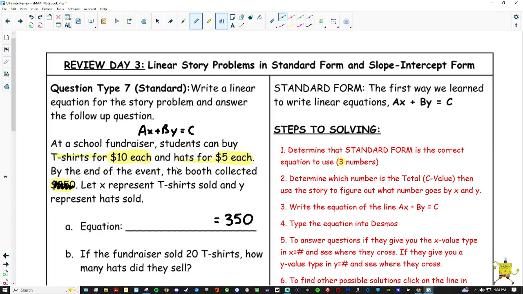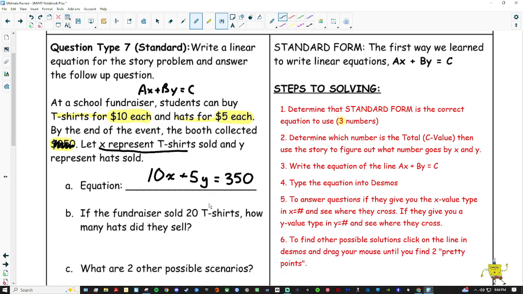Now I need to figure out what 10 goes with and what 5 goes with. 10 is t-shirts, and we know t-shirts is going to be x. So I know 10 needs to go next to x, so 10 is my a value. 10x, which means 5, which is hats, goes with my y value, plus 5y. Okay, so that's number 3. We wrote our equation: 10x plus 5y equals 350.